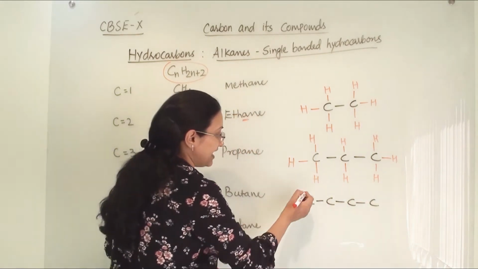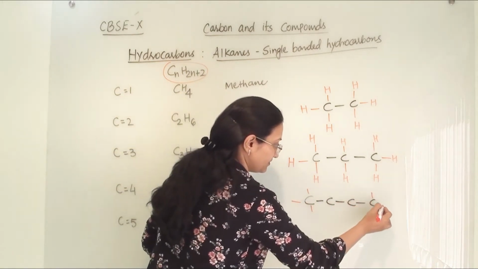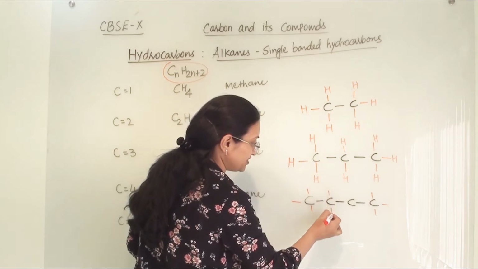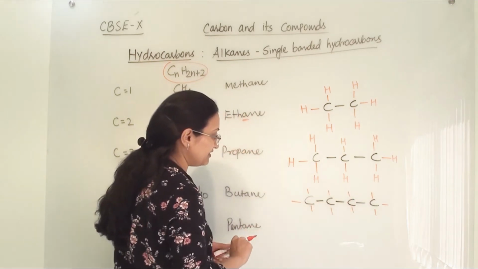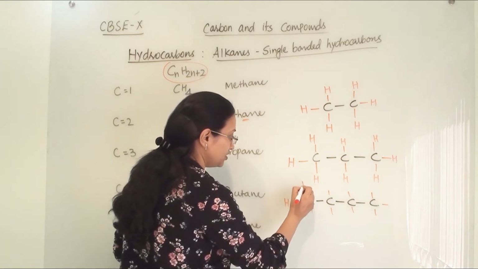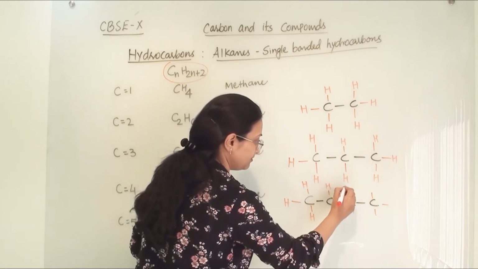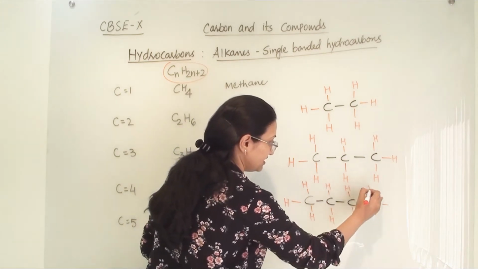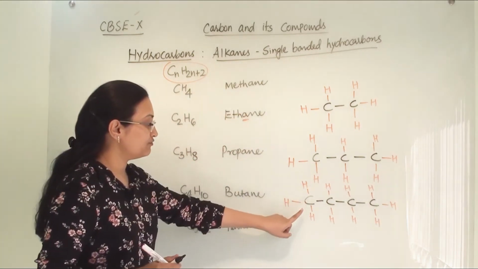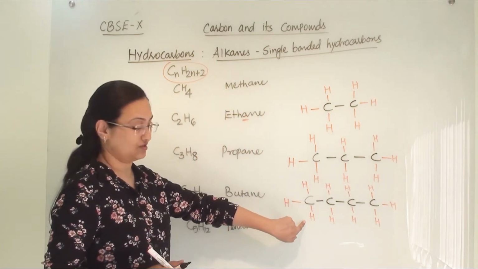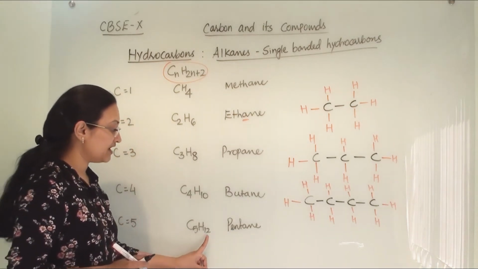Now the ending carbons have 3 valencies, and in between, carbon atoms will have 2 valency. Now if we write hydrogens, then 1, 2, 3, 4, 5, 6, 7, 8, 9 and 10. So it is the C4H10 structure. Now C5. So it is C5H12.